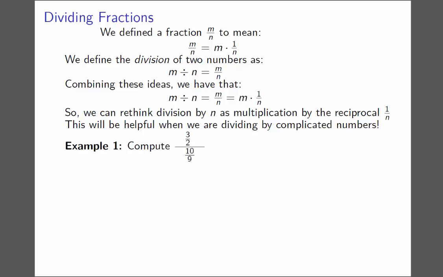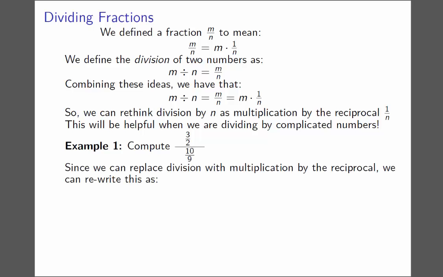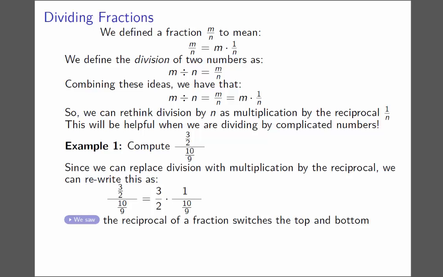For example, if we want to compute 3 halves divided by 10 over 9. Since we can replace division with multiplication by the reciprocal, we can rewrite this as 3 halves divided by 10 ninths equals 3 halves times 1 over 10 ninths, the reciprocal. But we found that the reciprocal of a fraction switches the top and the bottom. So 1 over 10 ninths is 9 tenths.